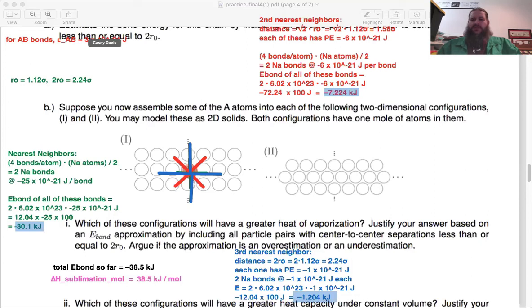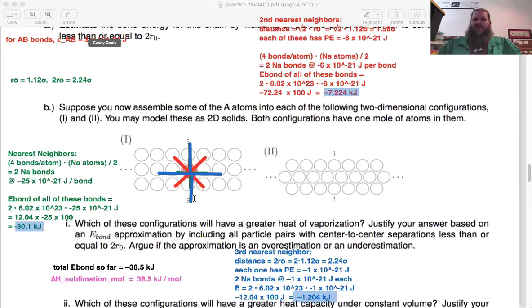Delta H for vaporization would technically mean going from liquid to gas. Sublimation is going from solid to gas. But we might often describe this as vaporization anyway, because we are technically vaporizing the solid. We're turning it into a vapor. But usually when we talk about vaporization, we mean going from a liquid to a gas. But I think it should be pretty clear from context.